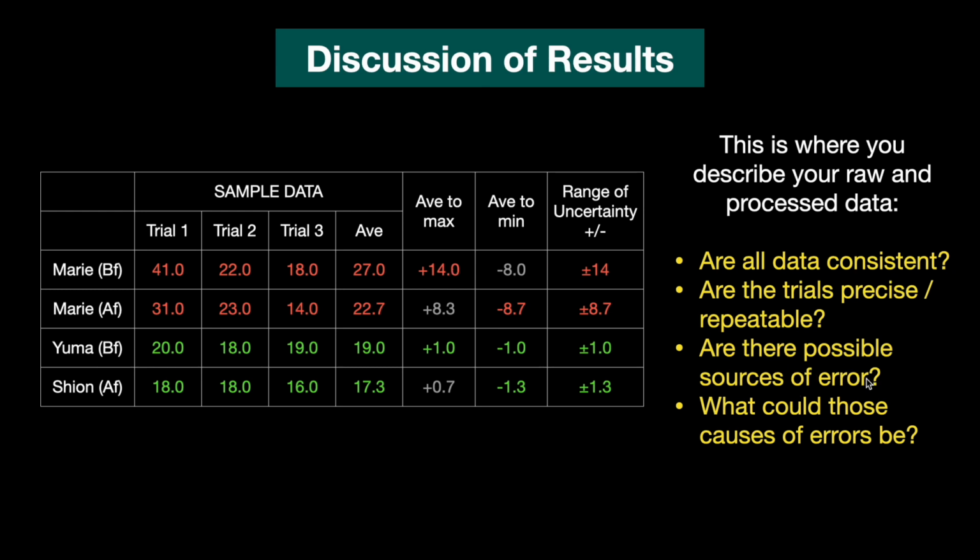What are the possible sources of error? What could those causes of errors be? So maybe someone was telling a joke, maybe someone was distracting her, maybe there was some discomfort happening. That's why she didn't give you a very consistent number. Whereas for Yuma and for Shion, you can expect that they were very, very focused on the test.